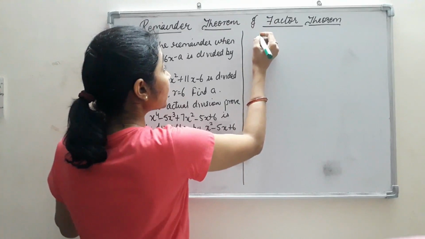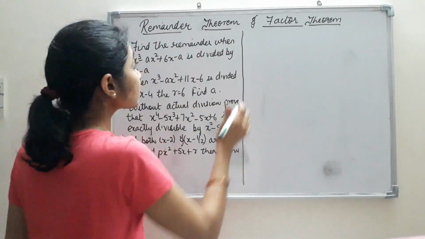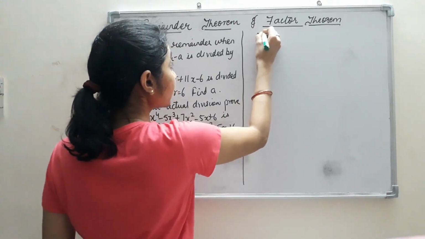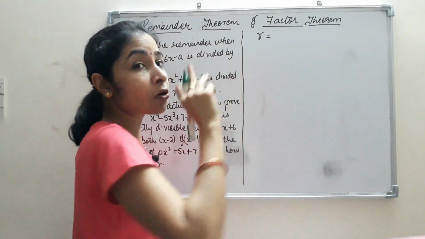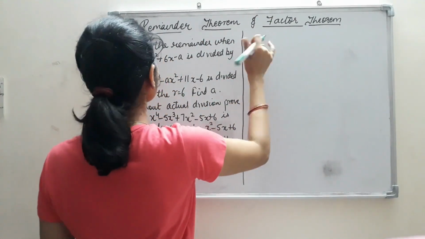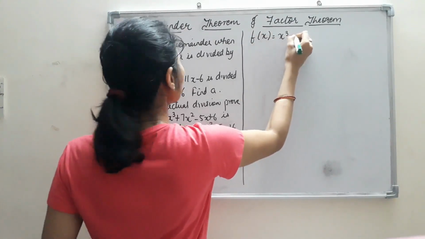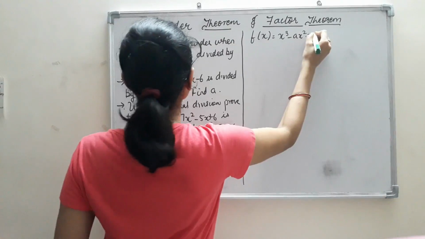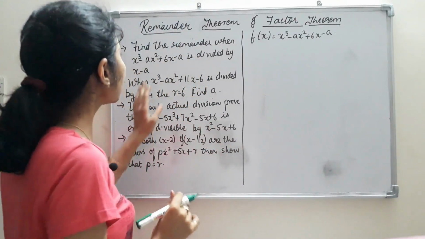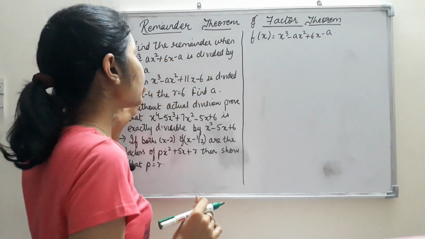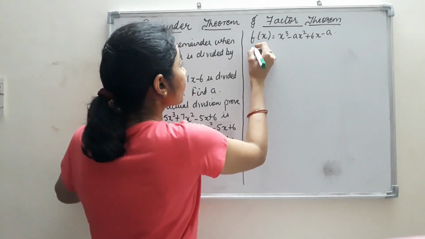So what will be the remainder? Let us take first f(x), what we are given, and that is x cube minus ax square plus 6x minus a. This we are given, and we are supposed to find out the remainder when it is divided by x minus a. So when it is divided by x minus a, then what will be the remainder?